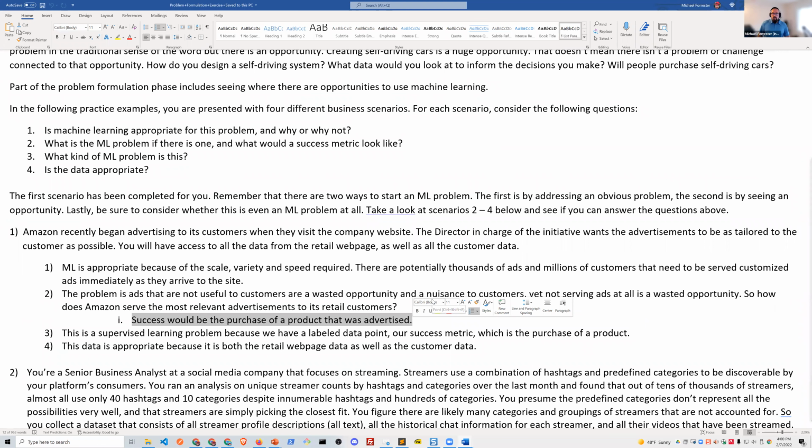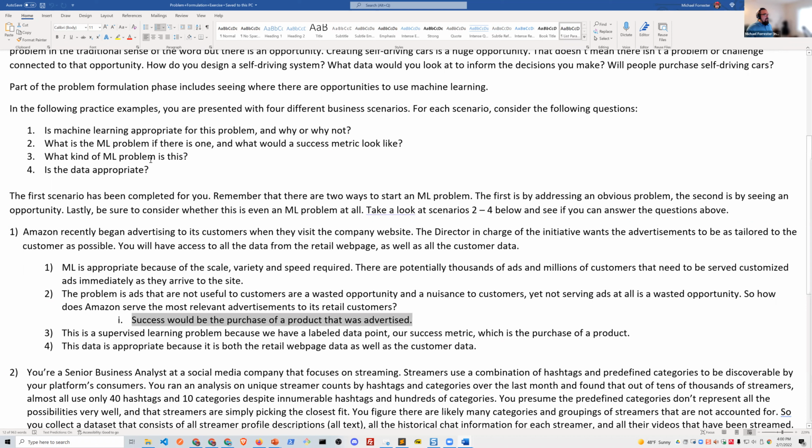Now, someone asked me in the last class how we would know that the customer actually liked it. Well, if they purchase it, I'm going to assume that they liked the product that they saw, because they actually followed through on purchasing it. So I think that's a good success metric. If the ad's relevant, the consumer will at least click on it and possibly purchase it. If they just ignore it, then we know we failed.